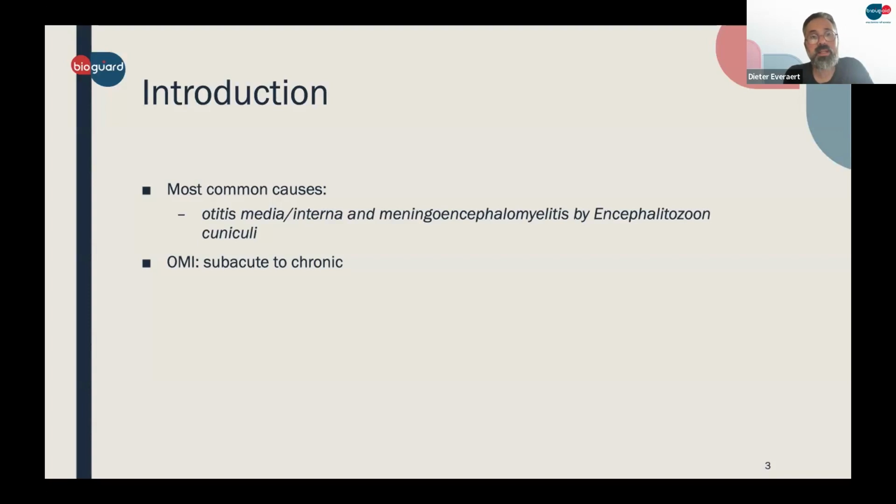In more detail, the E. cuniculi infection is the most common cause of torticollis in small rabbits, so with straight ears, while the Otitis Media Interna is the most common cause of the head tilt in lop-eared rabbits.